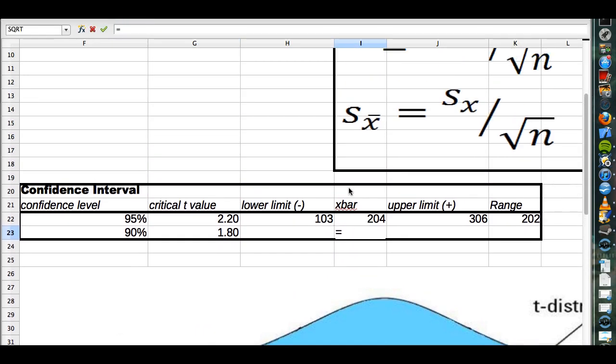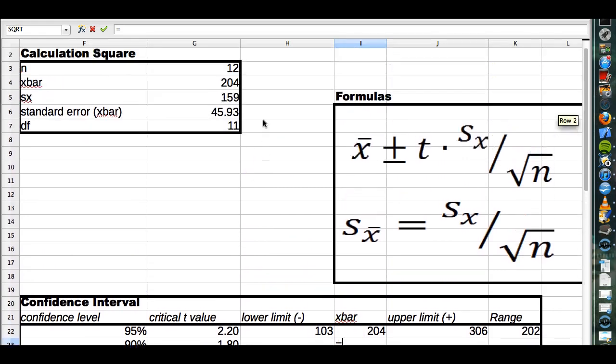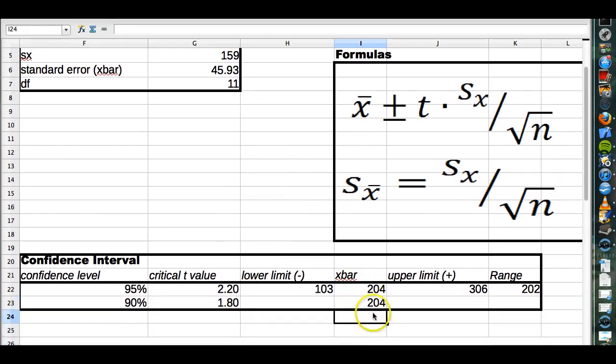I'll calculate this for you guys. If you feel safe, you can just quit the tutorial for now. But if you want to practice, you can do this along with me. We find our center point, which is 204. I write equal to here. I choose my average minus my critical t-value, which I found with my distribution calculator online, multiplied by the standard error, and get a lower limit of 122.